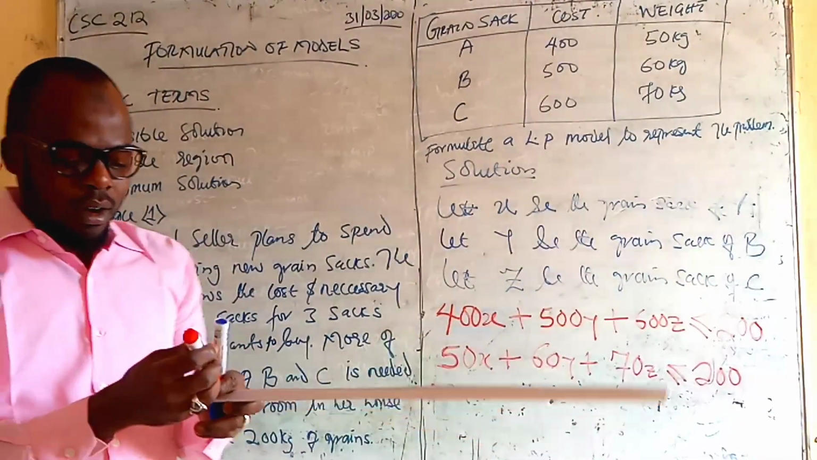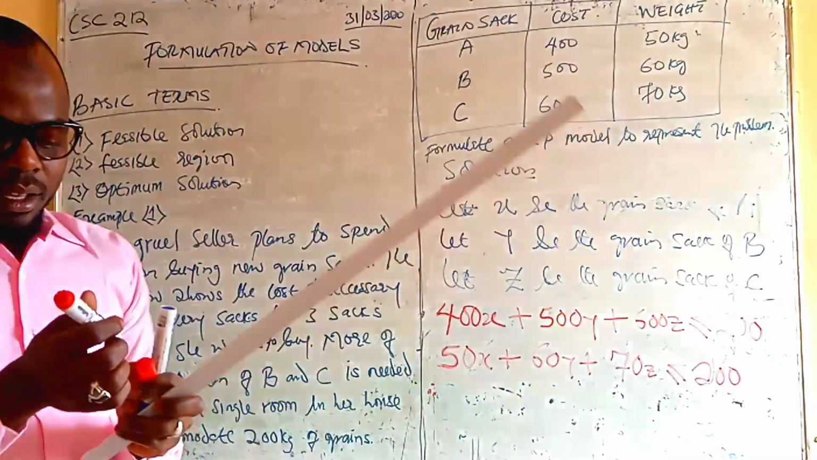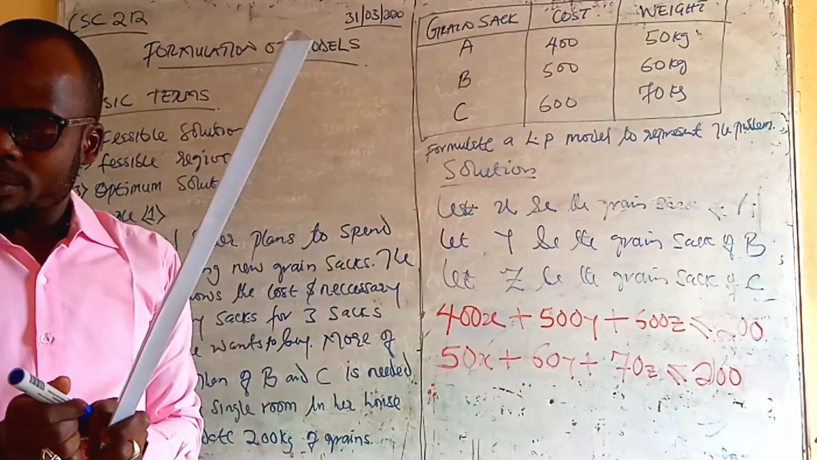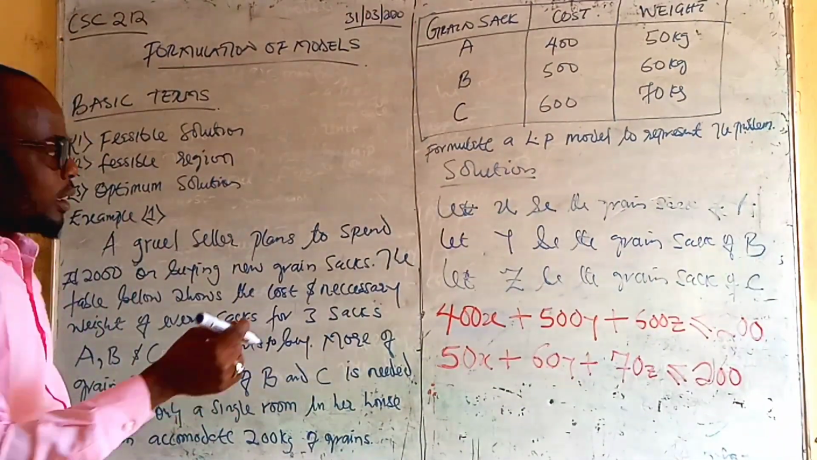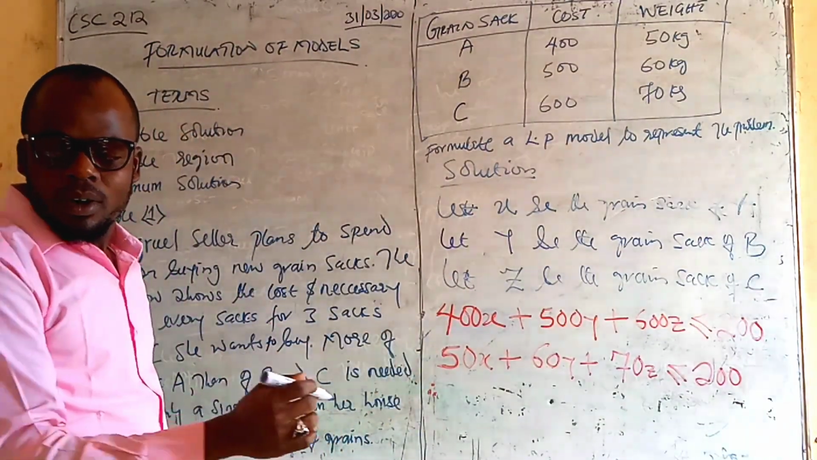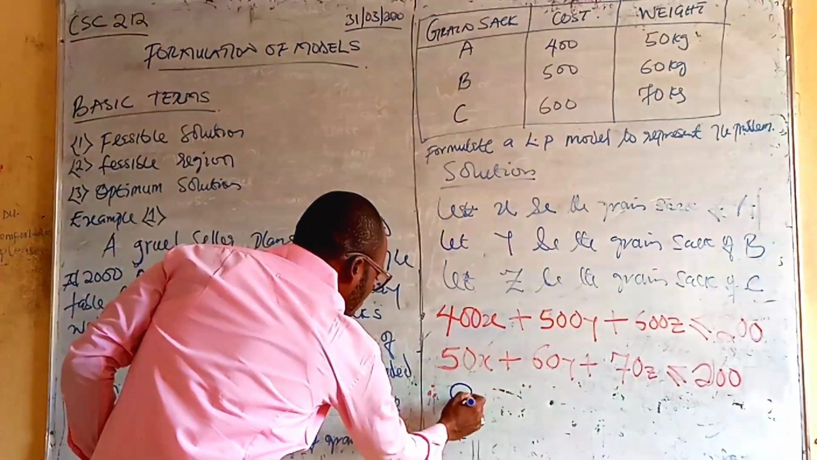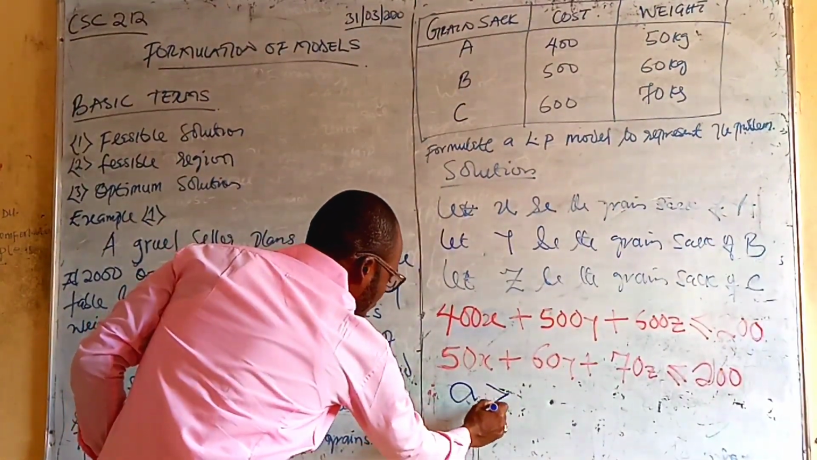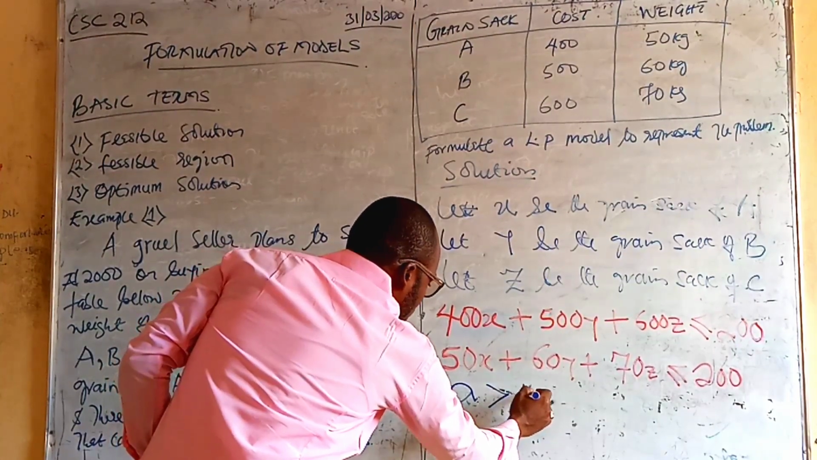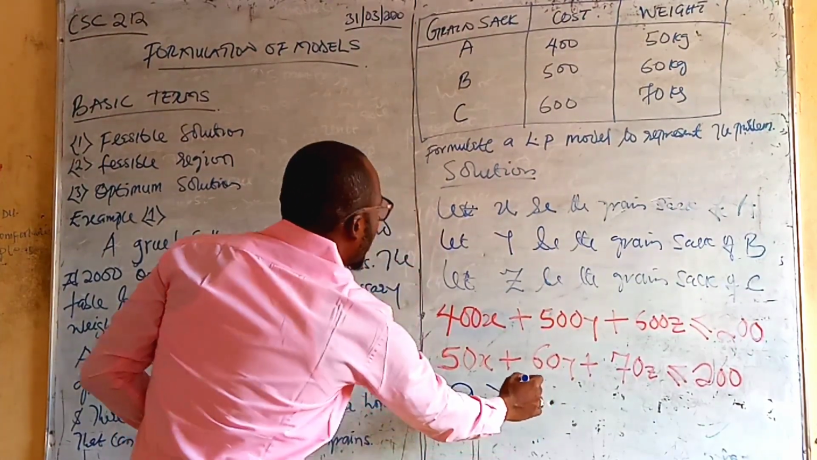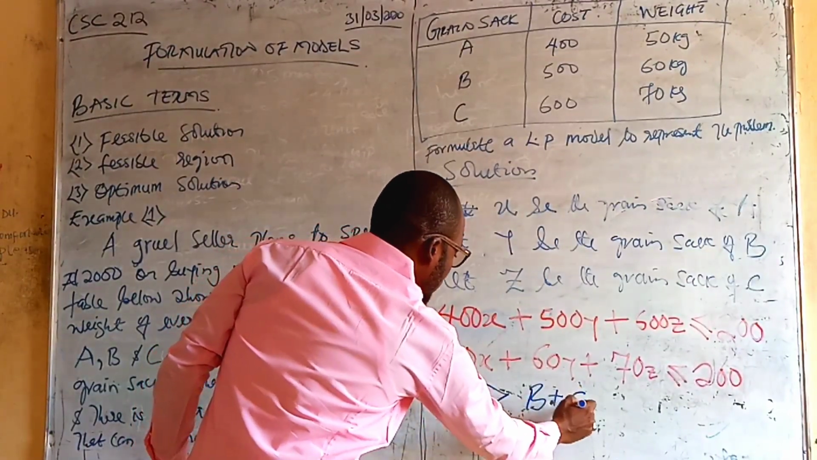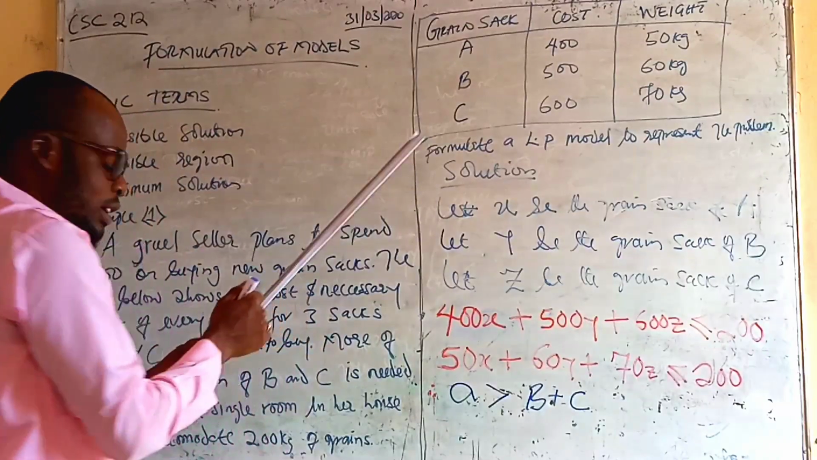Then what we are asked is to formulate the linear programming. So therefore, all that it is going to contain is: A must be greater than B plus C. So that's all.